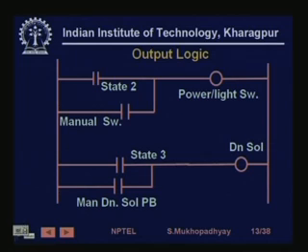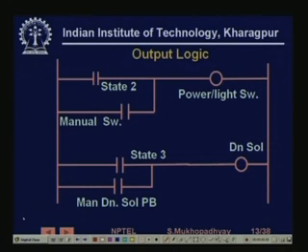Okay. So next we will have the output logic. Output logic is very simple, especially in this case. The output logic says that if you are in state 2, then the power light switch should be on, as we have given in our output table.